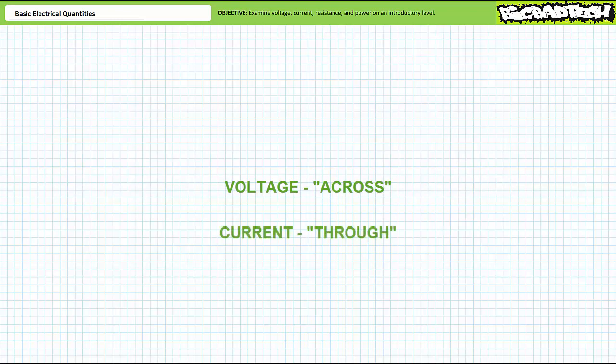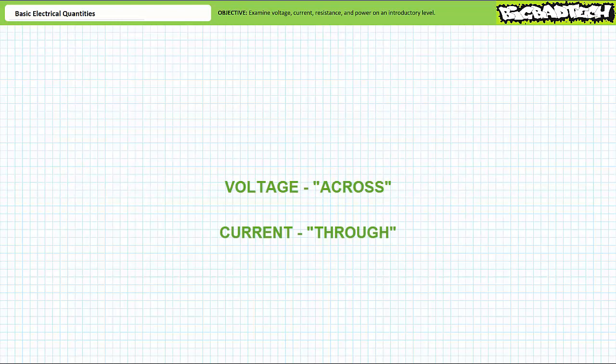Which brings us to two basic electrical quantities I'd like to introduce, voltage and current. Voltage is why charges move. Voltage appears as a differential across something. Current is how many charges move in a given period of time. Current flows through something. The terms across and through don't mean the same things. Voltage and current are not the same thing, and they are not measured in the same way.